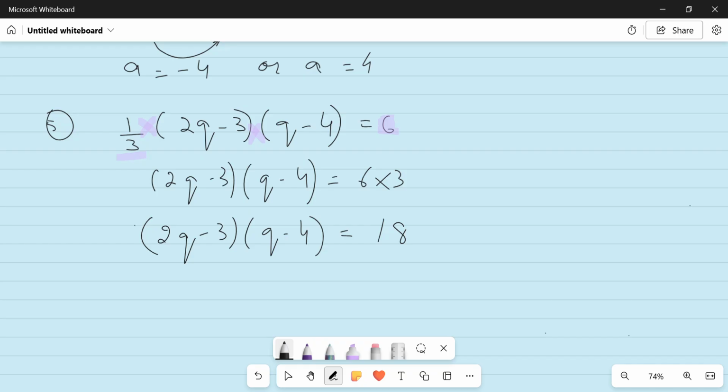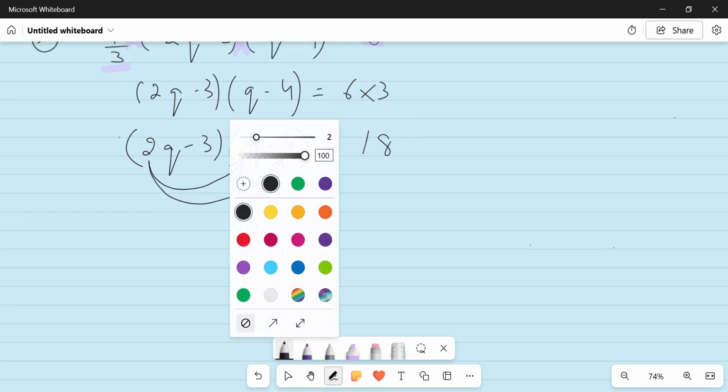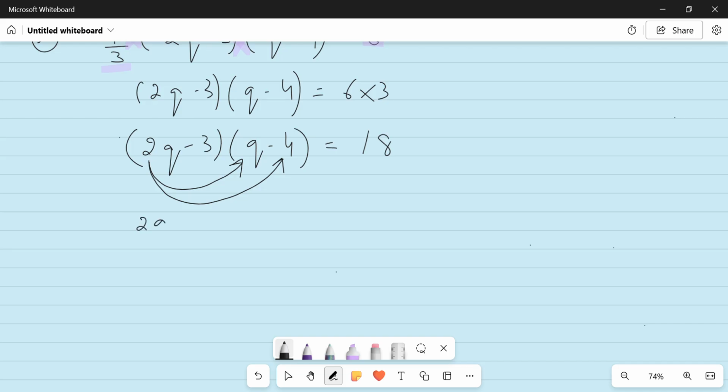Like this 2q multiplied by q first, okay? Then again 2q multiplied by negative 4, right? Like 2q multiplied by q gives you 2q squared. And 2q multiplied by negative 4 gives you negative 8q, right? Now same goes to the next part, like negative 3q.